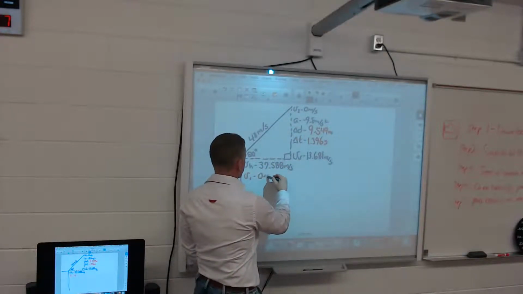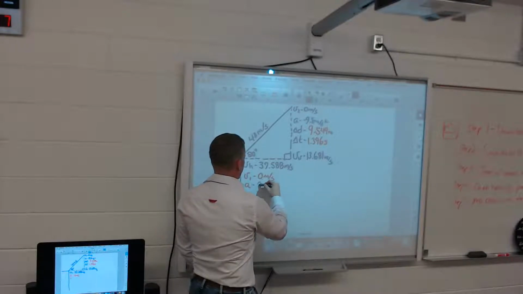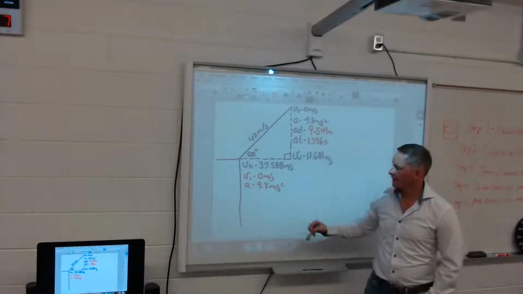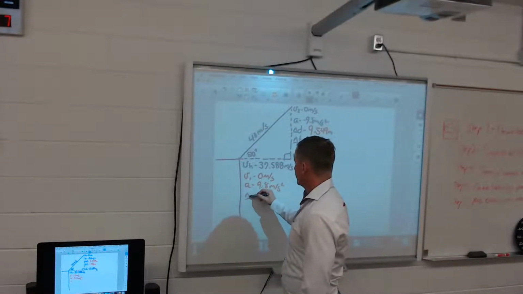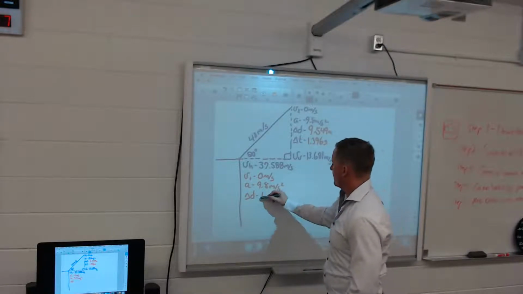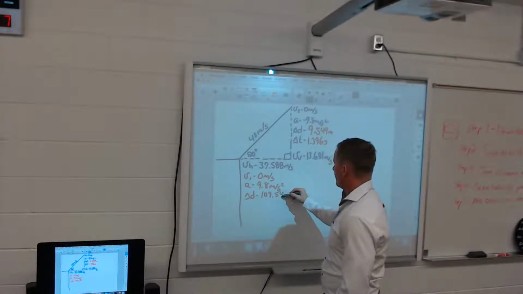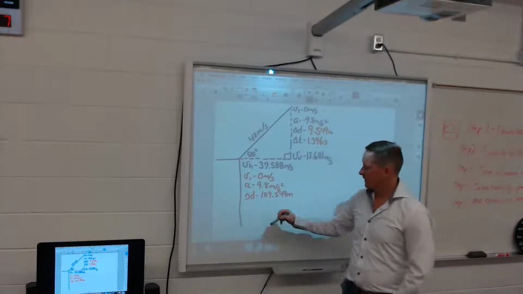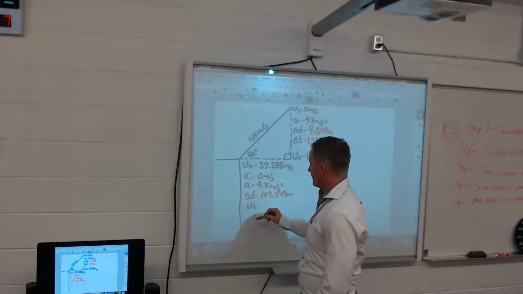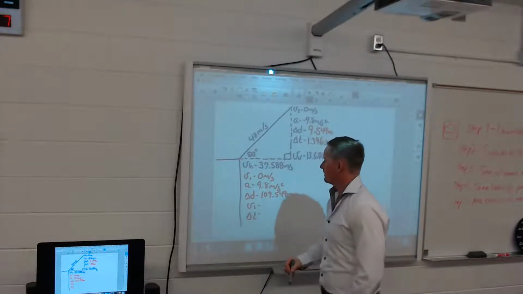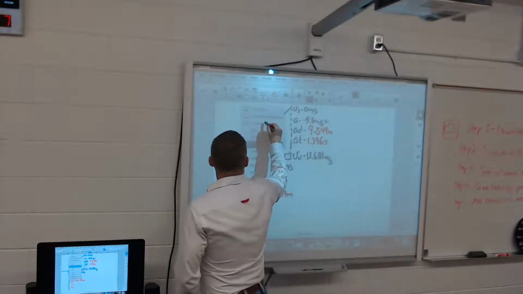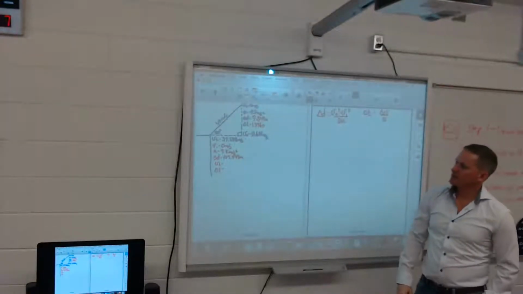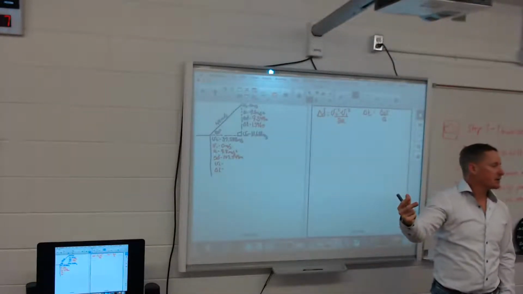So I have 0 meters per second. My acceleration is 9.8 meters per second squared, right? My distance from the ground, you said, was 109.549 meters, right? So I could find out what V2 was, and I could find out my time. So calculate my V2. That is going to be the velocity at which it hits the ground.